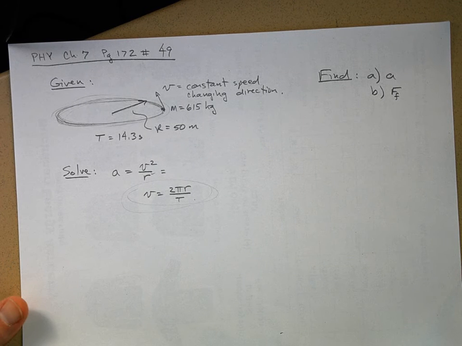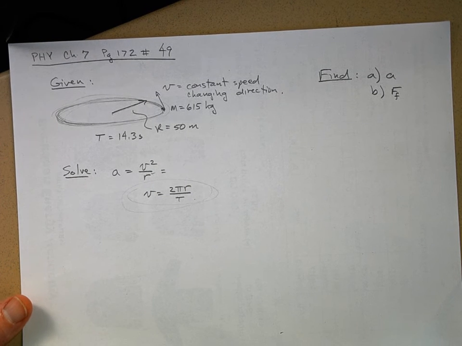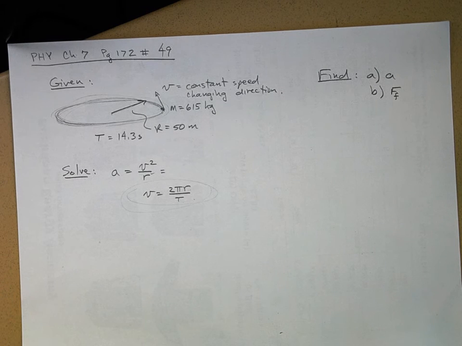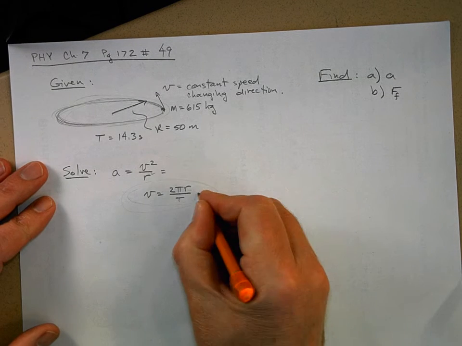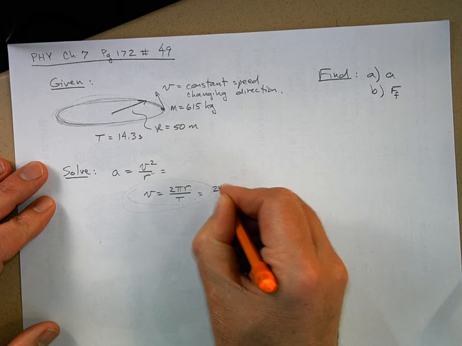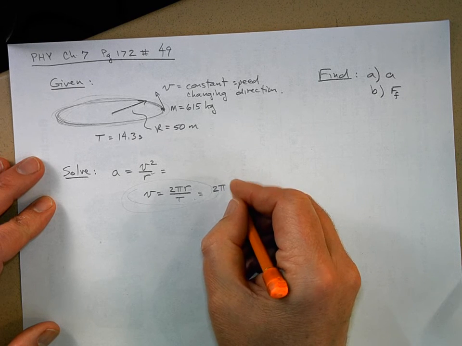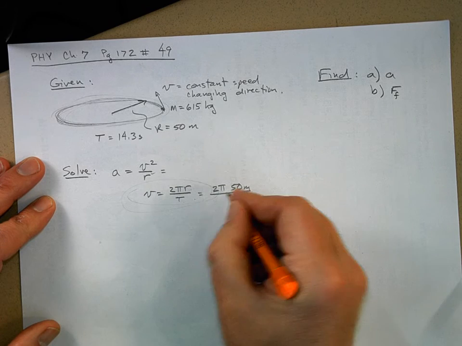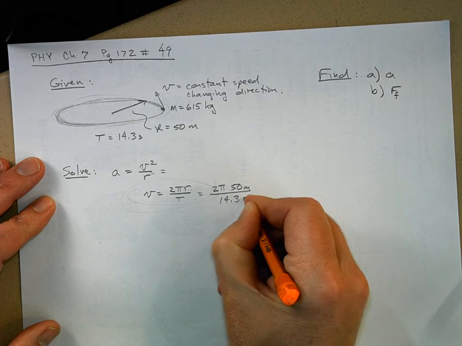Now, if you're going to put that on your equation list, you better know what the assumption is. The assumption is we're going around a circle, and that r is the radius of that circle, and t is the time it takes to go around that circle once. It only applies to that situation. So what is that? That's 2 pi times 50 meters divided by the period, which is 14.3 seconds.